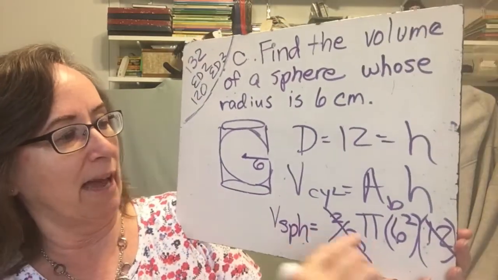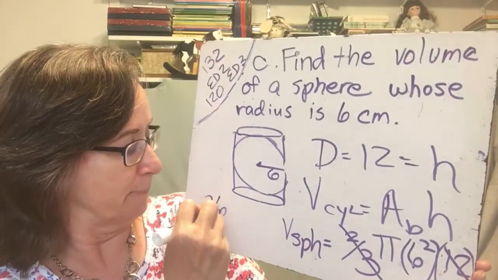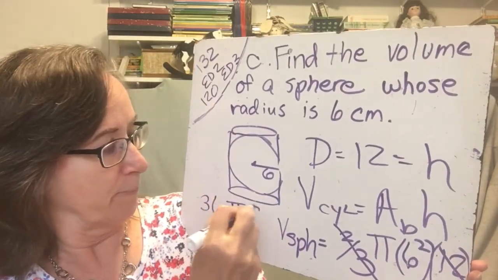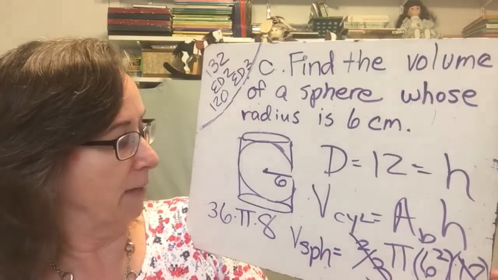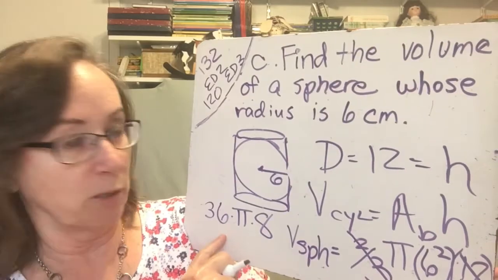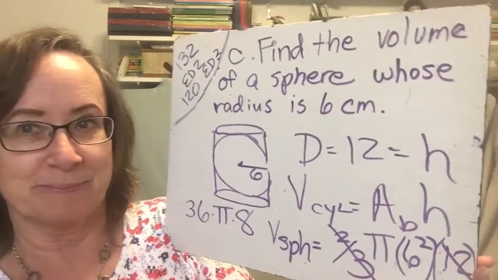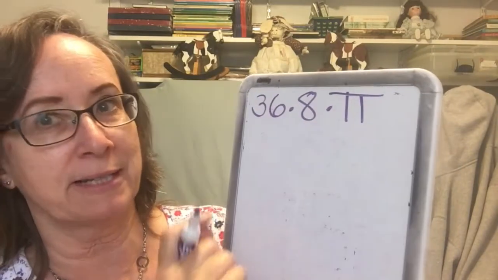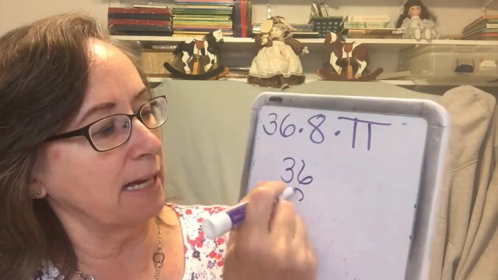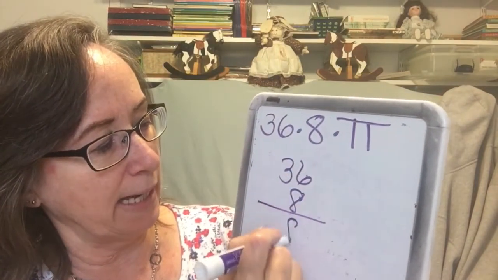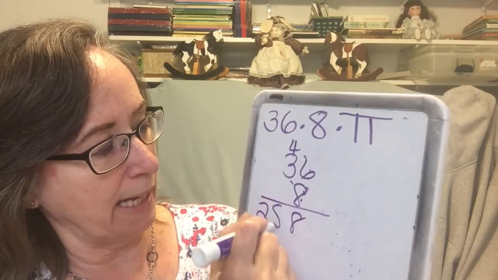So we're going to have 36 times pi times 8. And that should be our answer. Okay, so we're going to have to multiply all this out on another board. To make it a little easier, I'm going to multiply the 36 times the 8 first. And I'm going to get 36 times 8 is 288. 8 times 6 is 48, and 24 plus 4 is 28.